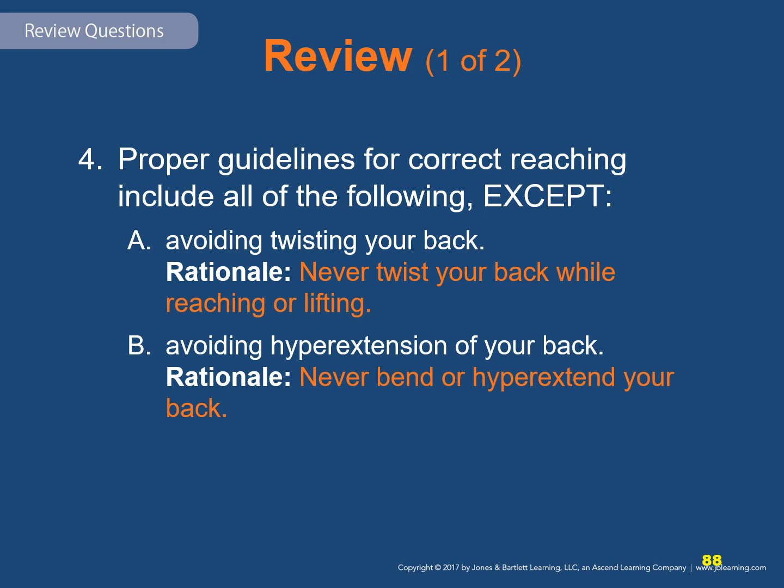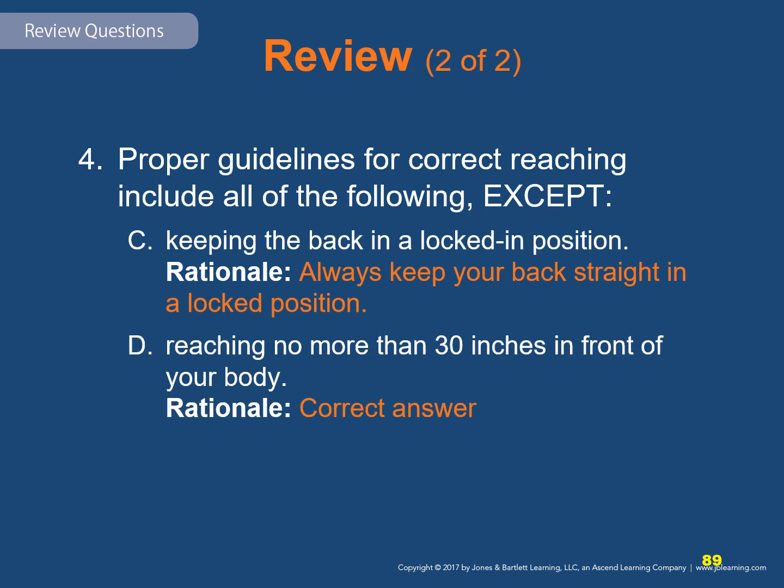So we just went over all of the other answers and why they were incorrect. So I'm not going to review them here. But yes, avoid twisting your back, avoid hyperextension of your back, keep your back in a locked-in position, that's correct, but you want to reach no more than 30 inches in front of your body. That's not correct. It's 15 to 20 inches. So proper guidelines for correct reaching include all the following except D, because you don't want to reach that far in front of your body.